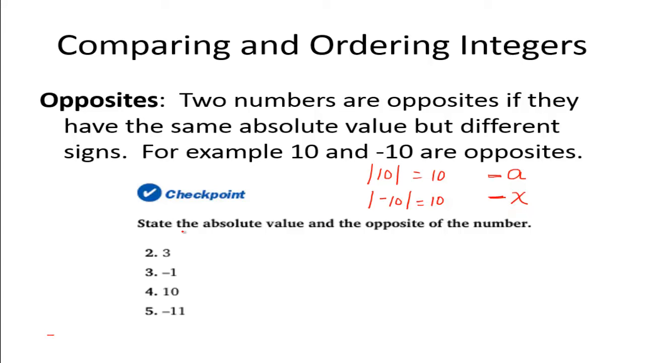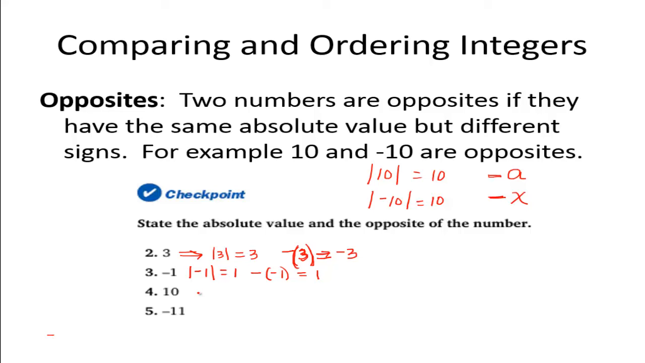In this next exercise, it says to give the absolute value of the number and also the opposite of the number. So for number 2, this is what I'm going to do. The absolute value for 3 is 3. The opposite of 3 will equal negative 3. This one here, negative 1, let's do absolute value. The absolute value for negative 1 is equal to 1. And the opposite of negative 1 will be 1.